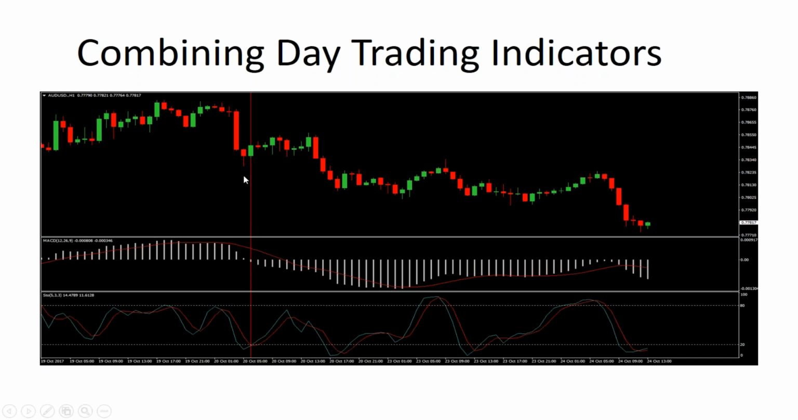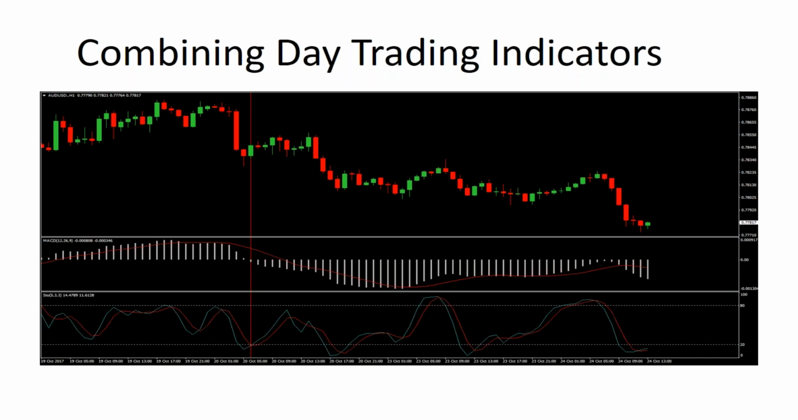So we can see from this point here, which I've highlighted with the red horizontal line, the MACD has crossed to the downside. So the histogram is below the center line, and this tells us that the market is bearish and likely to continue to the downside. Once we've established that the trend direction is bearish, we know that we want to look for selling opportunities.